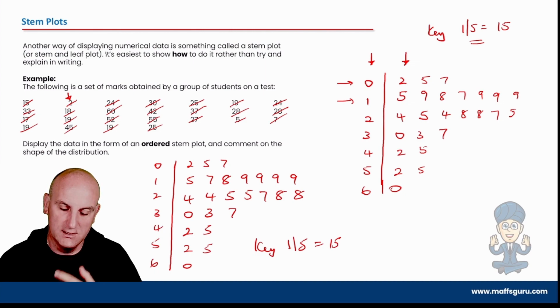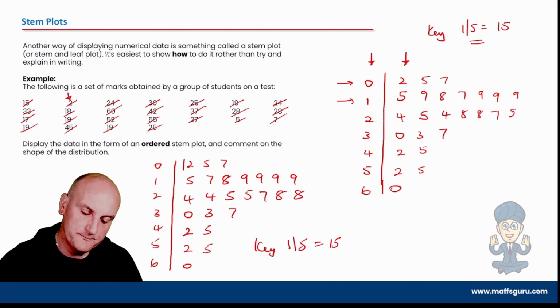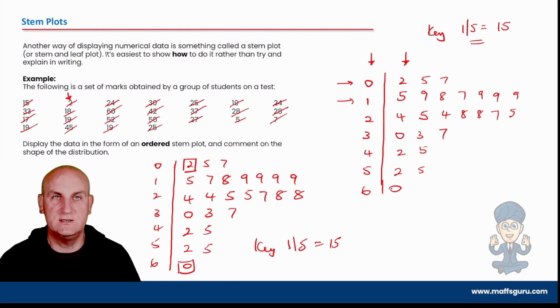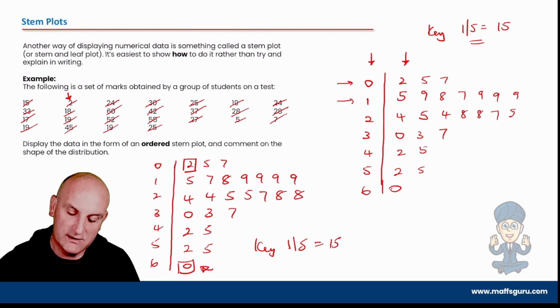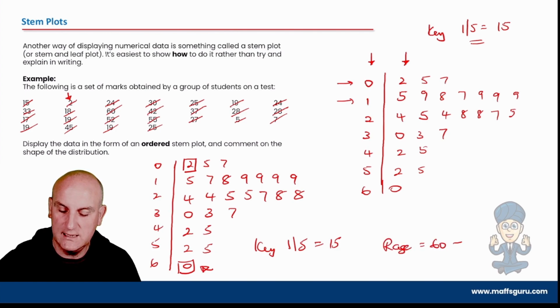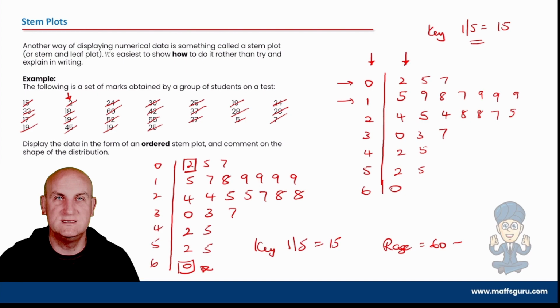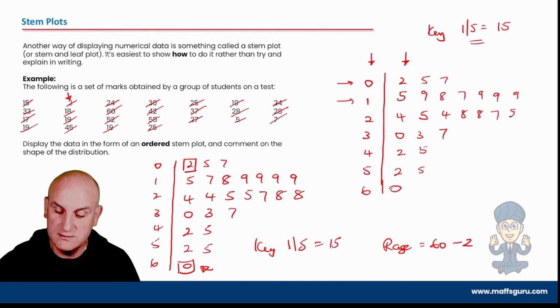What is the range? Well, the range would be the smallest value and the largest value subtracted from each other. Now, it's not 0 minus 0, all right? Because again, people make silly mistakes here. That 0 there stands for 60. So my range would be equal to 60 minus that 2, which is 0, 2, which is actually 2. So in that situation, my range would be 58.